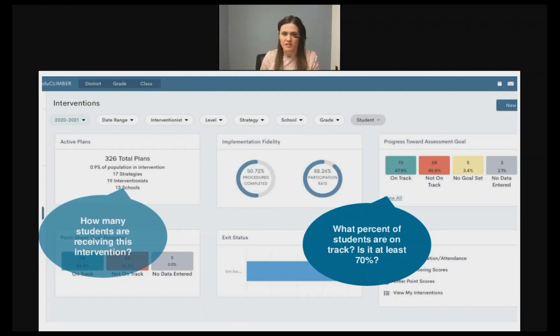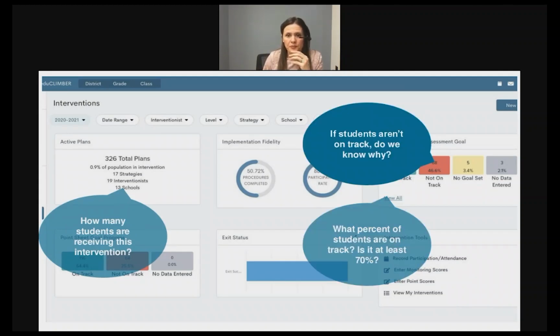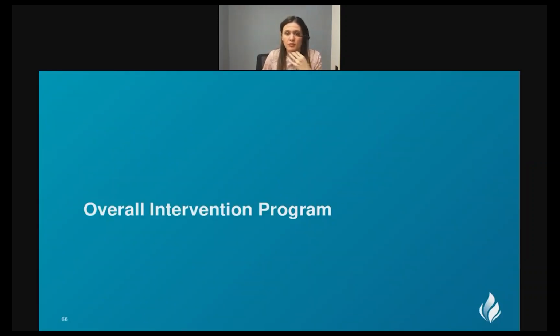So this is another example from EduClimber, of the students who are receiving those interventions, really quickly being able to see how many of them are making progress toward their goals. And then if the students aren't on track, do we know why? Over there, you'll also see that it says no data entered. Well, we have people who aren't progress monitoring, or we haven't set a goal. Those are all problems with our system, and we need to make sure people are evaluating that.